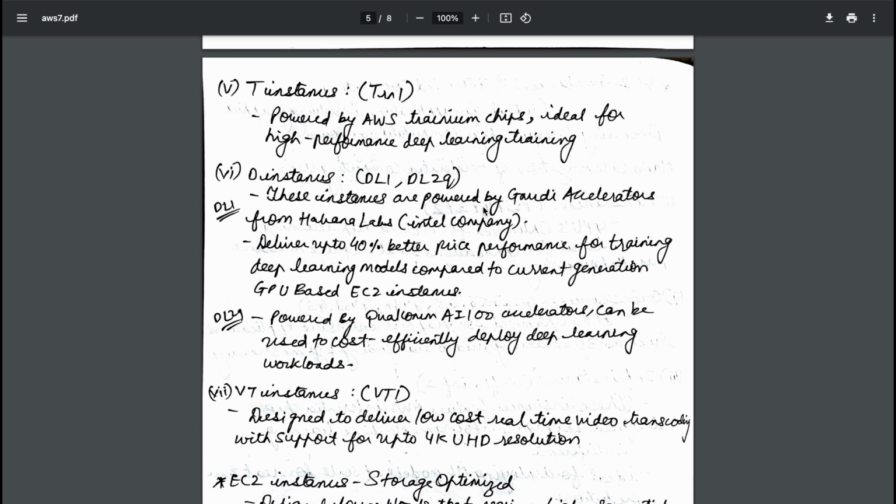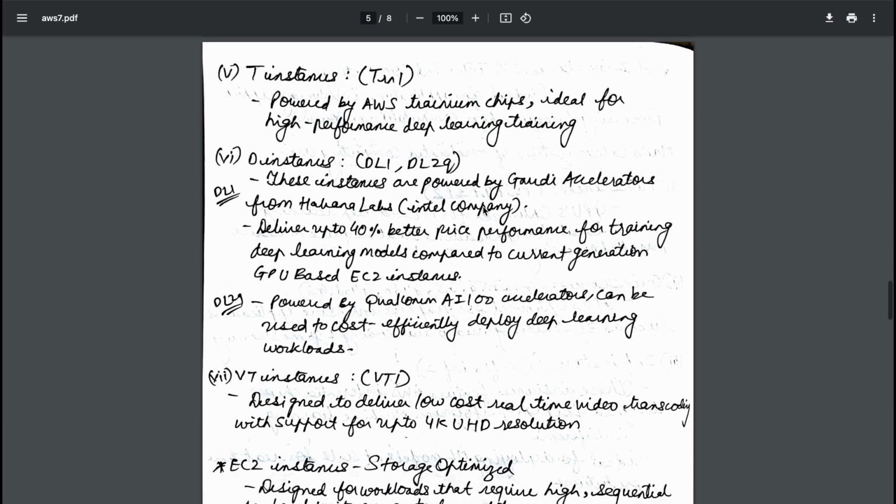Okay, so DL1 is powered by Habana Labs, which is a company related to Intel, and it delivers up to 40% better price performance for training deep learning models compared to current generation GPU-based EC2 instances. All right, so DL stands for deep learning training. And second is DL2Q, right? It uses a Qualcomm AI100 accelerator and can be used to cost-effectively deploy machine learning models.